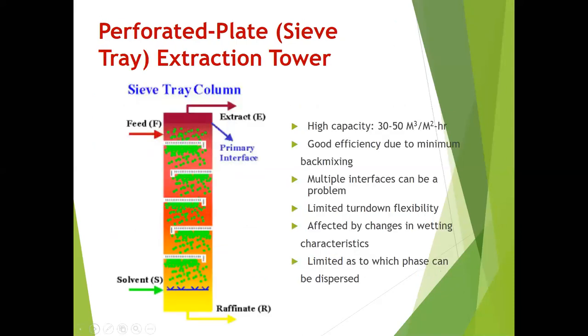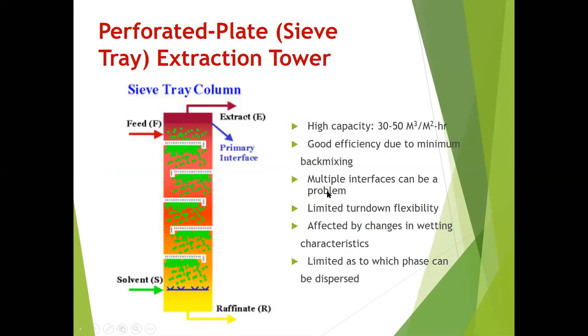What I mean by that is you only have to substitute into a particular formula. Now our perforated plate or sieve-tray extraction tower would look something like this. Our feed, which is the continuous phase, is introduced on top of the column and the solvent is dispersed, flowing countercurrent to the feed, which is going down. The extract is withdrawn on top of the column and your raffinate is withdrawn at the bottom of the column. This has a high capacity of 30 to 50 cubic meters per square meter per hour, and a good efficiency due to minimum back mixing.